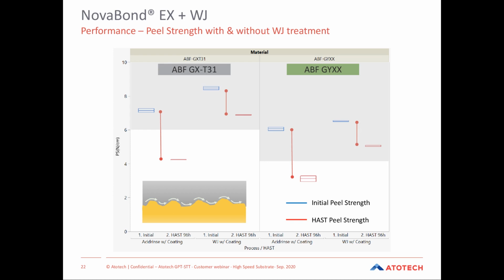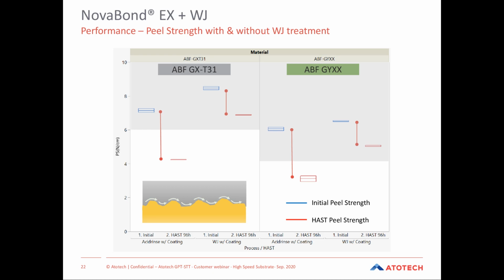So here, I would like to show you the first part first: how the surface pretreatment by WJ, which is this nano roughening, the unique surface creation, can influence the peel strength. We demonstrate on two different materials. One material is TXT31, which is currently used for the production of ABF substrate. And the other, I'm sorry, I cannot mention here, is GYXX only. This is still under development, and will be used for future ABF substrate production.